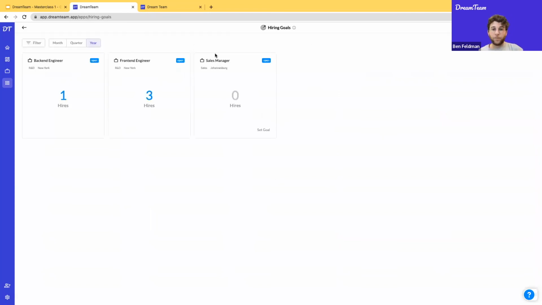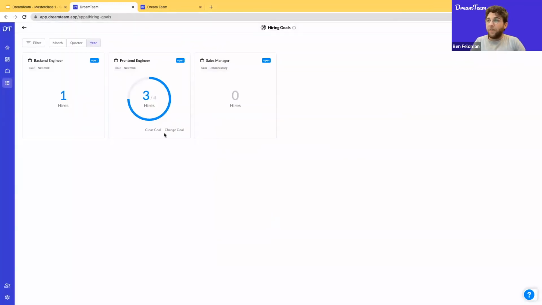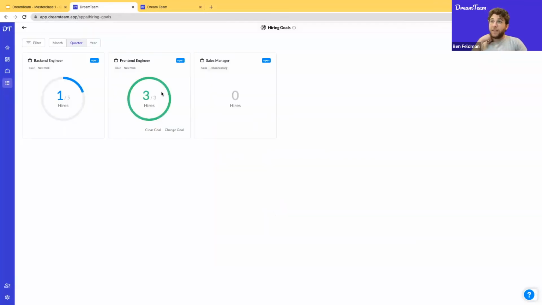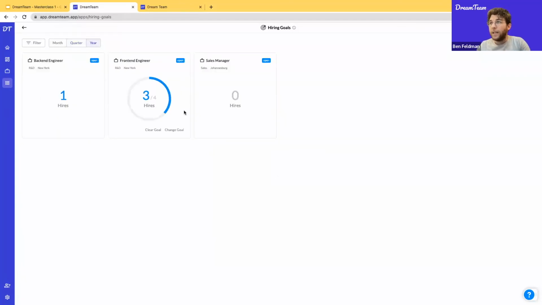Here we have hiring goals. Hiring goals allows you to set goals, like in the name, for the year, quarter, or month, right? So let's say my goal for the entire year is 4, right? I can see that I'm 75% there. But for quarterly, I can have a completely different goal. And so for quarterly, my goal can be 3. And I've actually achieved that, right? So that's awesome. So quarterly, I've achieved my goal. Yearly, I am very close to being there.